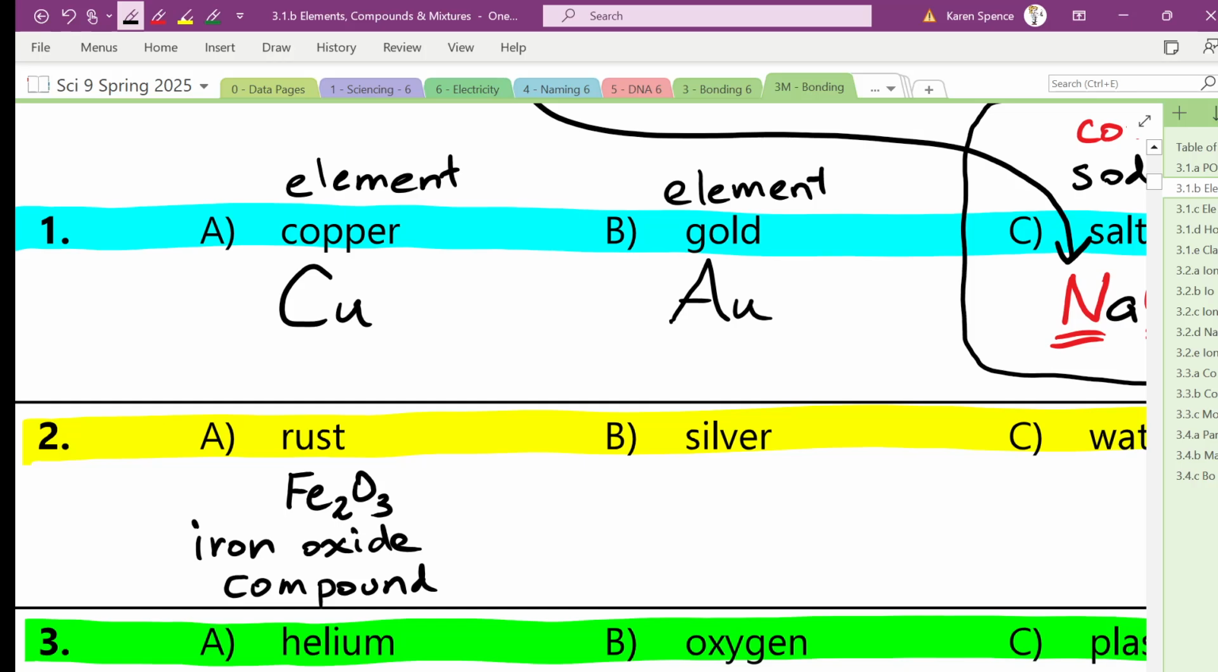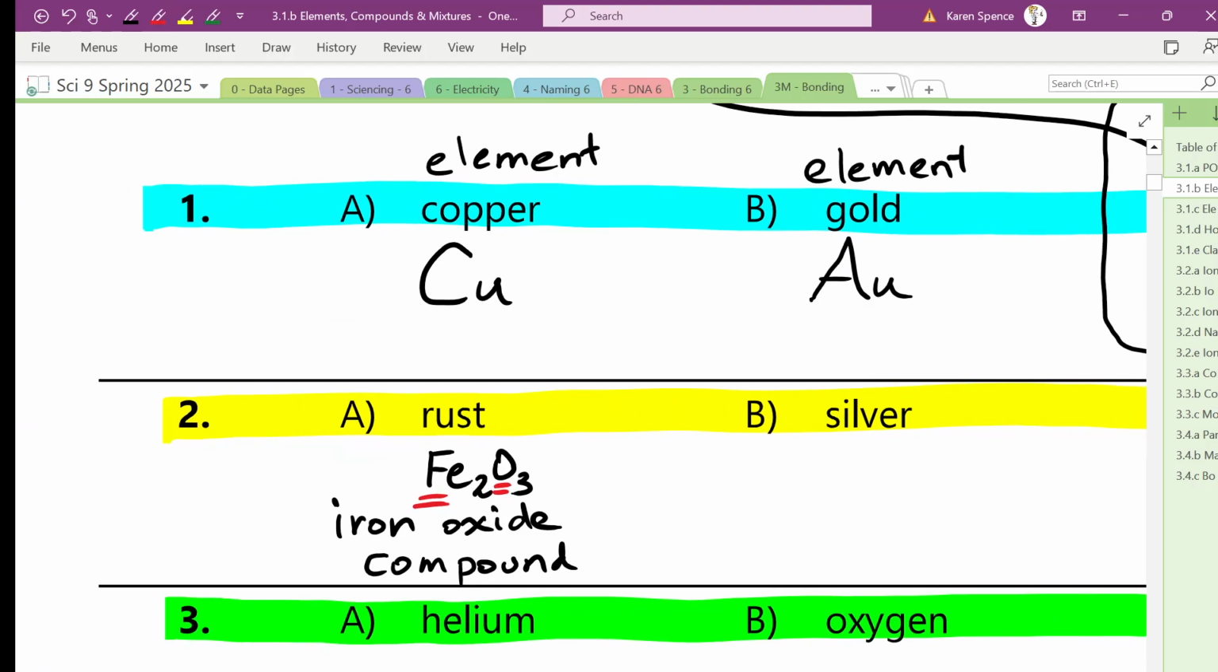There's a couple ways. Can you go on your periodic table and find something that says rust? No. So if it's not on your periodic table, then it's not an element. Also, how many capital letters do we have? 2 capital letters. That means there's 2 elements. Therefore, there are 2 elements.